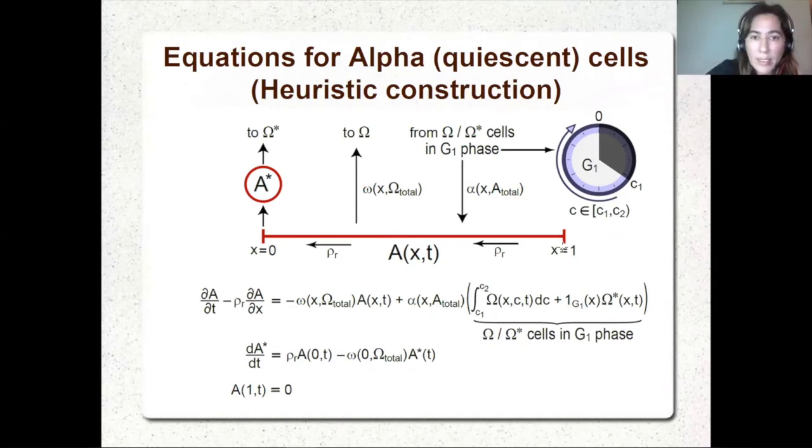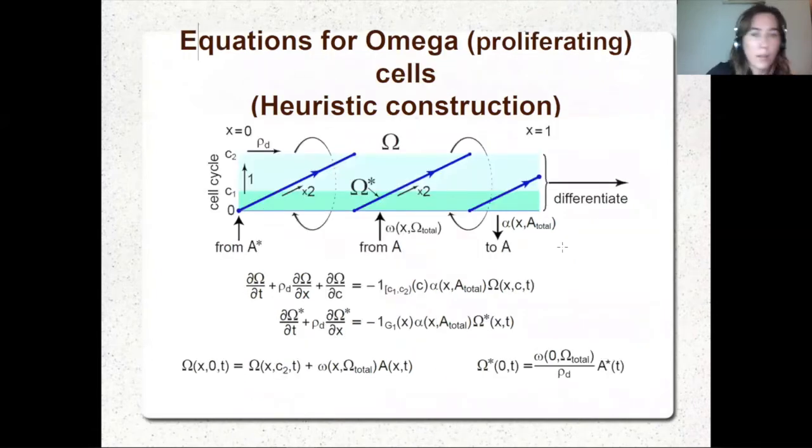Okay, let's take a quick look at the omega population. Sorry, this is quite an intense and dense slide, but I'll break it down. On the y-axis, we have this cell cycle. It goes from 0. At C1, the cells divide, and between C1 and C2 is the G1 phase. Cells that reach C2 come back in through this boundary. On the x-axis, we have the differentiation levels from 0 to 1.